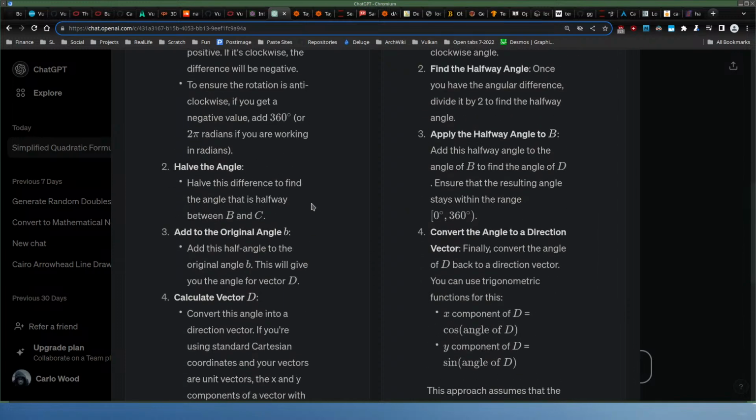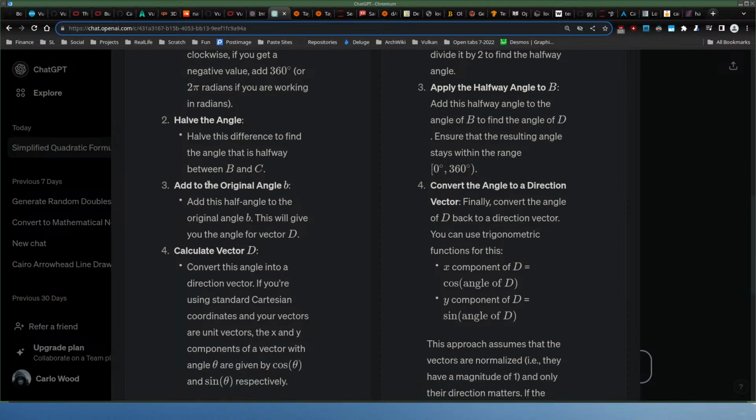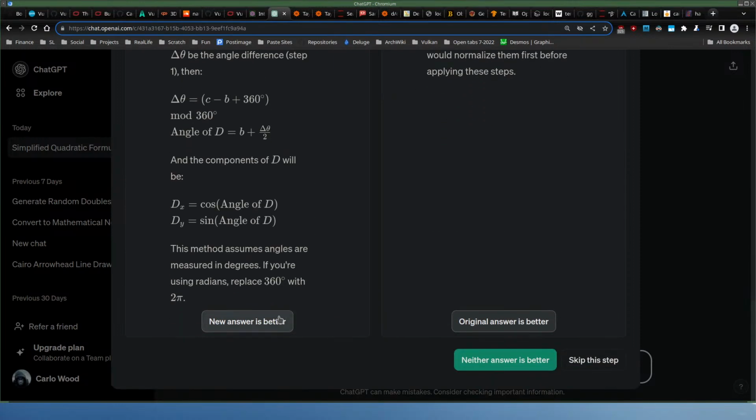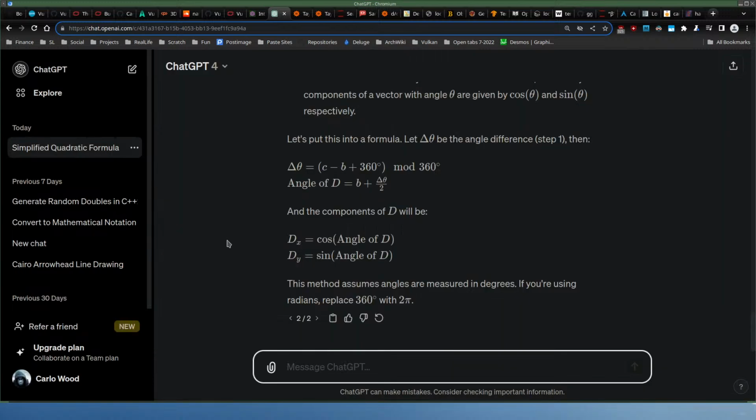Let's check the rest. Half the angle, half this difference to find the angle that is halfway between B and C. Add this half angle to the original angle B, which will give you the angle of D, and so on. Yep, very good. New answer is better. Maybe this will work. No, I don't know what I did wrong then.